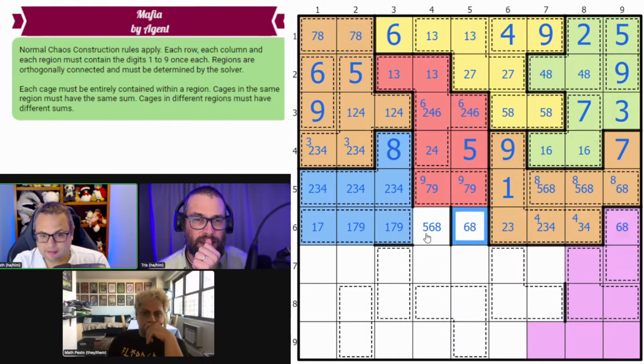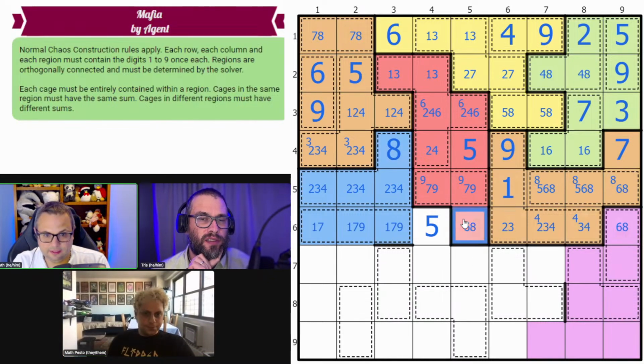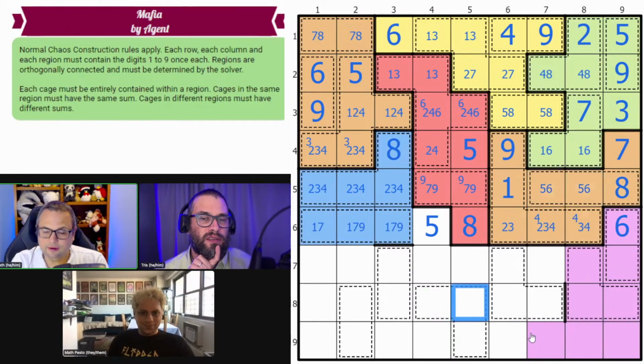Okay, that one can't be 5. That one can't be 5. And that one is 5. So that one's not red. So that one is red. And it's got to be 8. And it has to be 8, correct. And so that is a 6, despite my protestations to the contrary earlier.